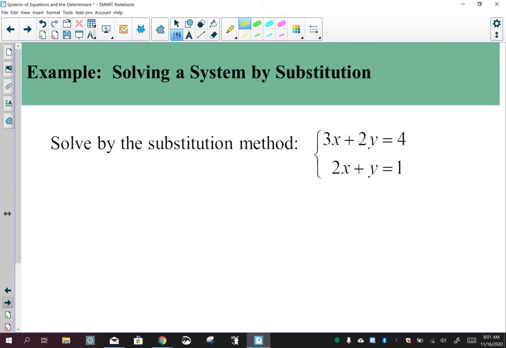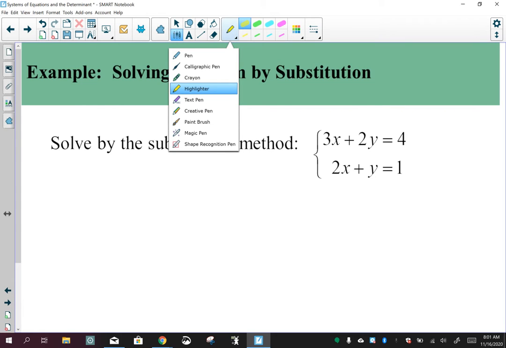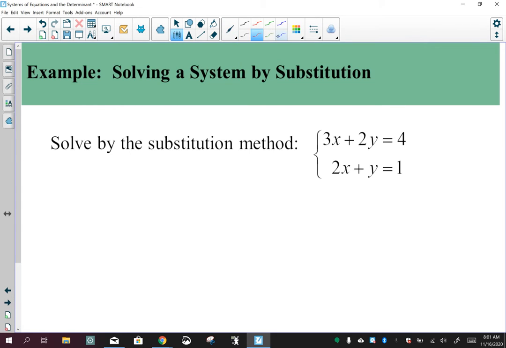So let's take a look here. I have 3x plus 2y is equal to 4, and 2x plus y is equal to 1. So step one says take one of these. It doesn't matter which one, your choice. Take one of these and solve it for a single variable. Because this one right here is already by itself, I'm going to solve this specific equation. So I'm going to get y by itself by saying y equals 1 minus 2x.